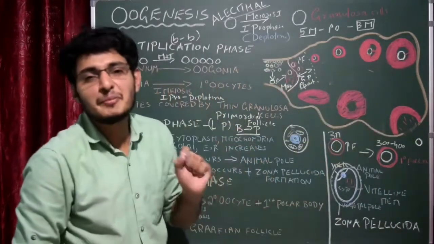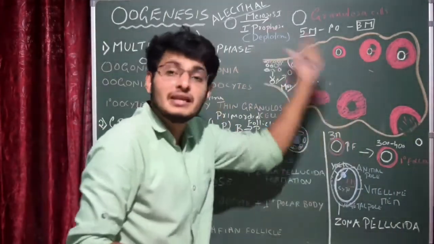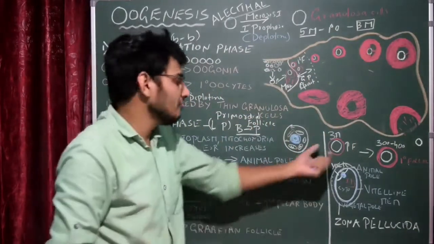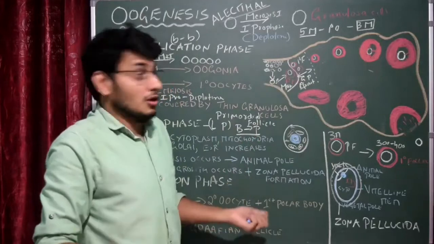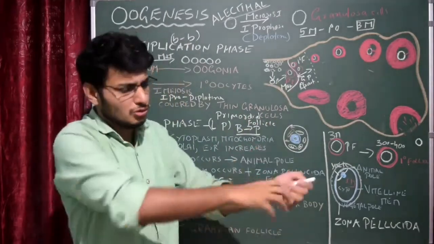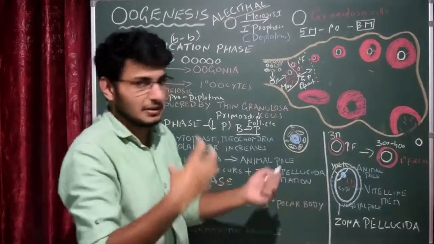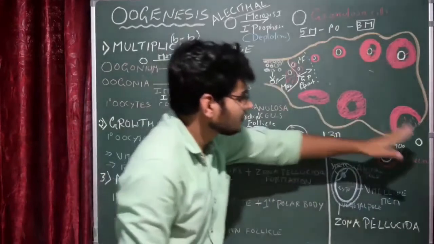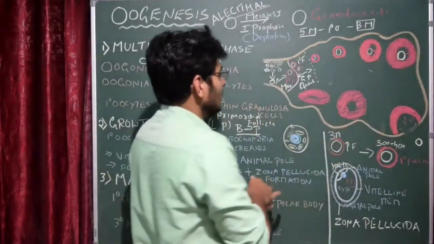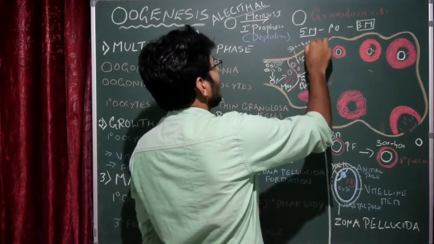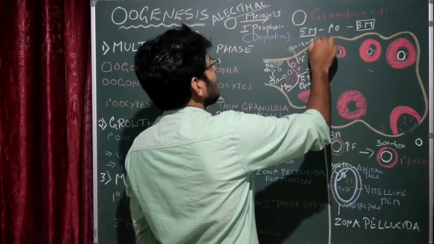This is very, very important. What happened to the millions of primordial follicles? They degenerate. There is no point in having them in the ovary, because if they are in huge number, obviously it's not possible to select every one of them. So only 300 to 400 primary follicles will be there.